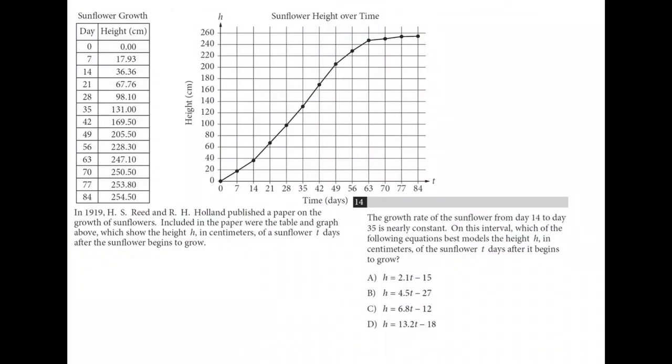Same scenario, number 14. The growth rate of the sunflower from day 14 to day 35 is nearly constant. So we're talking from here to here. On this interval, which of the following equations best models the height h in centimeters of the sunflower t days after it begins to grow? Well, it can be difficult to identify specific points from the graph, but fortunately there's a table. So we can pretty much choose any 2 points within this red box and create our equation.